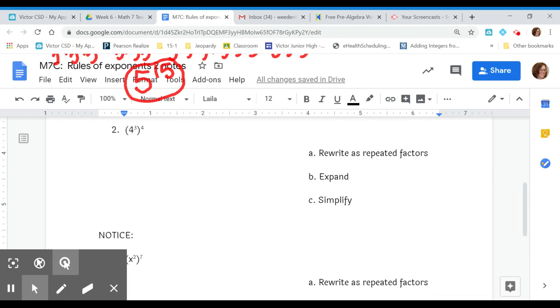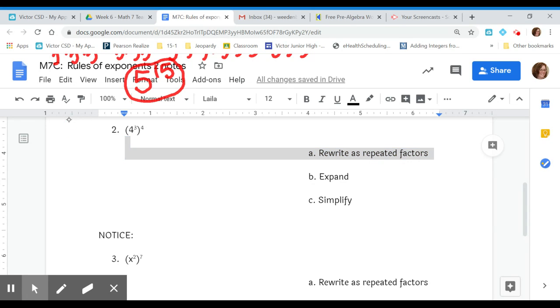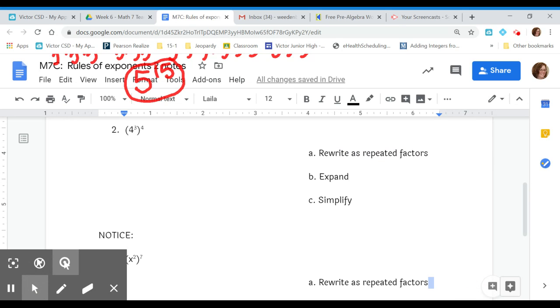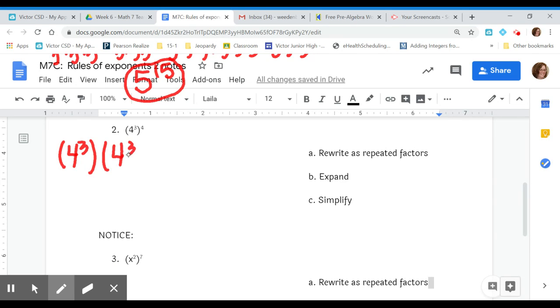Now looking at number 2, we're going to do the same thing, and rewrite it as repeated factors. So that means 4 to the third is raised to the fourth power. So we have to write the 4 to the third, let me write that 4 to the third 4 times. Let's think of our exponent as telling us how many copies to make. So this means make 4 copies of what's in the parentheses.